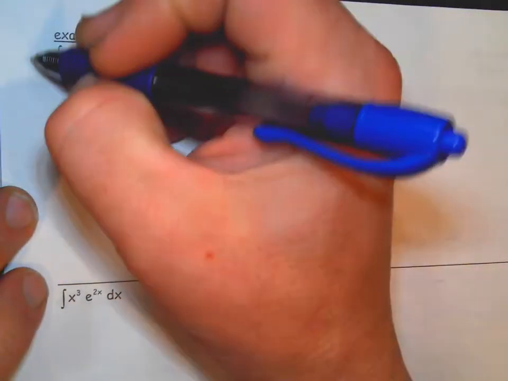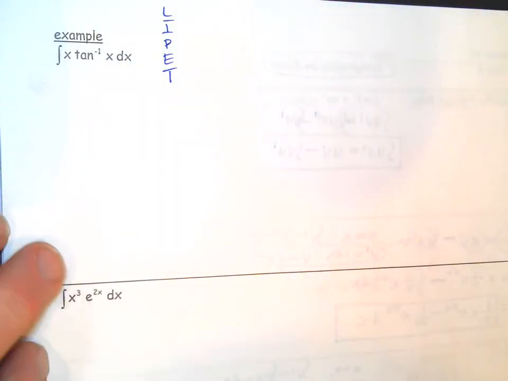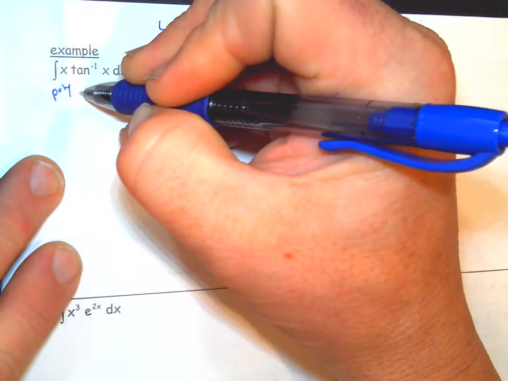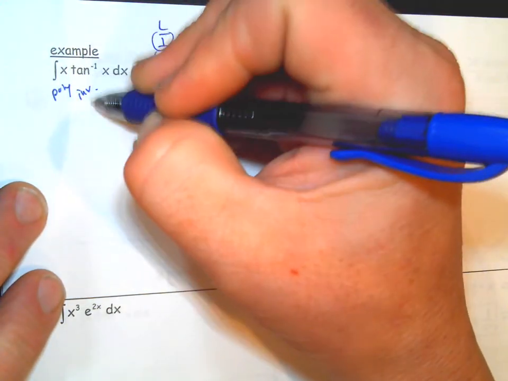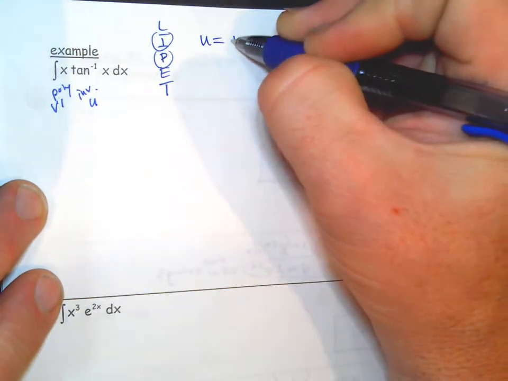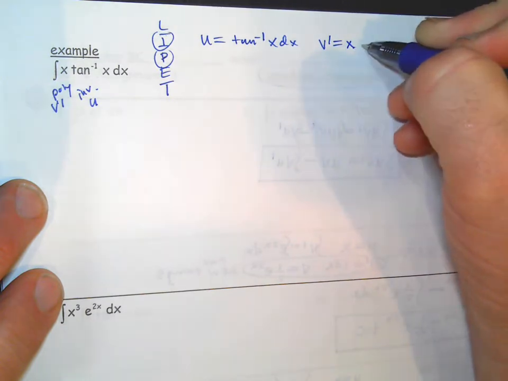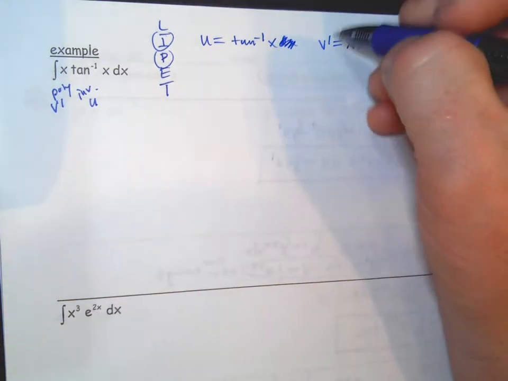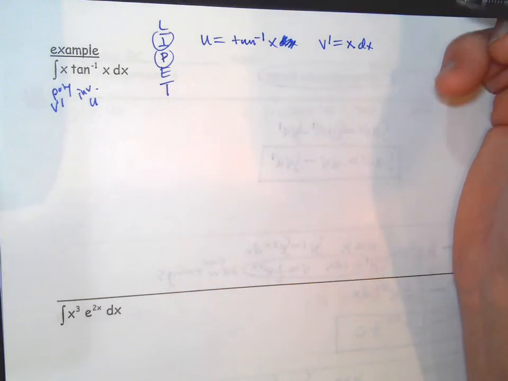Now, what I would be doing is writing LIPET next to each problem, because that's critical, right? So we've got poly and we've got inverse trig. Which one is on the list first? This guy. This is your u, this is your v prime. So u equals inverse tangent of x, and v prime equals x dx. This guy shouldn't have the dx. The dx is the derivative. Now, it's going to be clear that if you put inverse tangent here, we'd be trying to integrate inverse tangent, which we've never done. So that'd be an obvious bad choice.